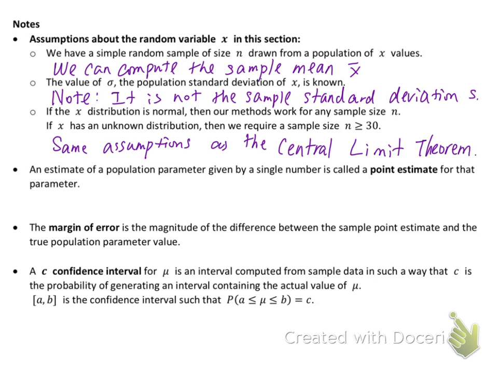An estimate of a population parameter given by a single number is called a point estimate for that parameter. And in this lecture, we are going to use x bar. You draw a sample of, say, size 10, then you compute its mean, x bar, and this is the estimate for mu from the population. So you are going to use x bar to estimate mu.